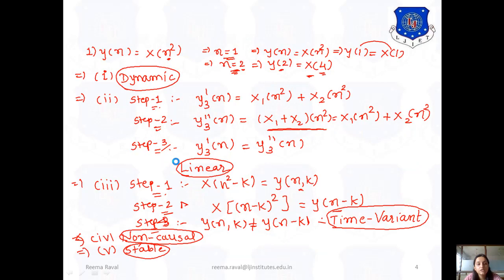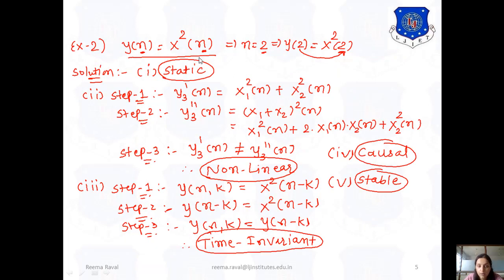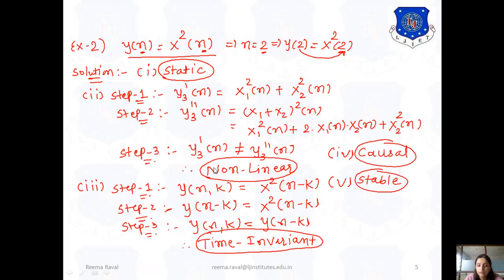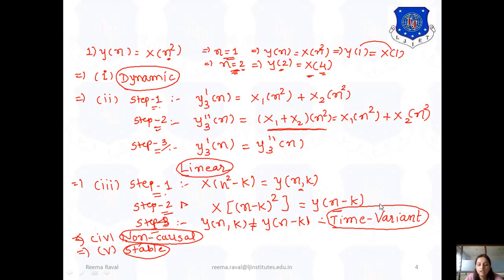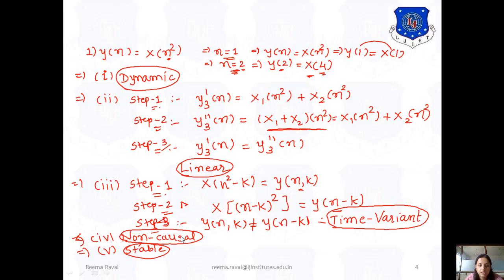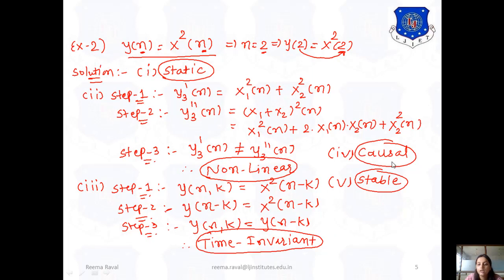Okay. Now, as you have seen in these two examples, this is x of n square and this is x square of n. But there are differences in these properties. As you can see, in this function it is a static system, and this is giving us a dynamic system. The second property was linearity. For this particular example, it is non-linear. In this, it is time variant, and for x square of n, it is time invariant. This was giving us a non-causal system, and here it is giving a causal system. So both of these functions are different and give different properties. Remember that and understand the difference.